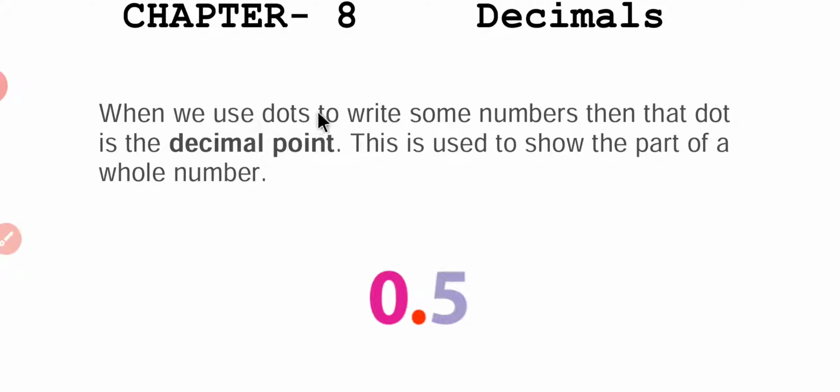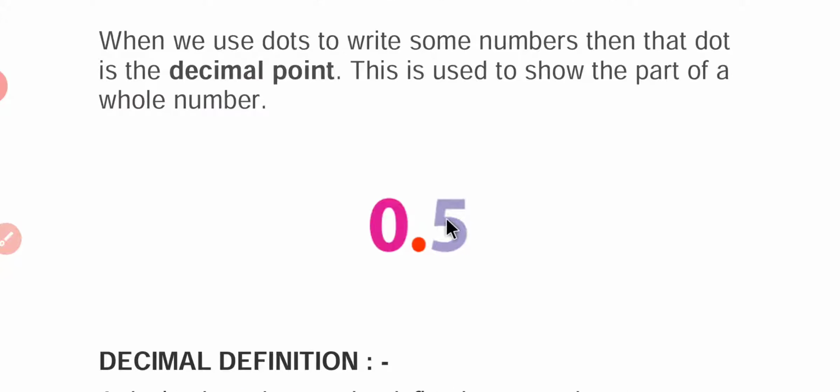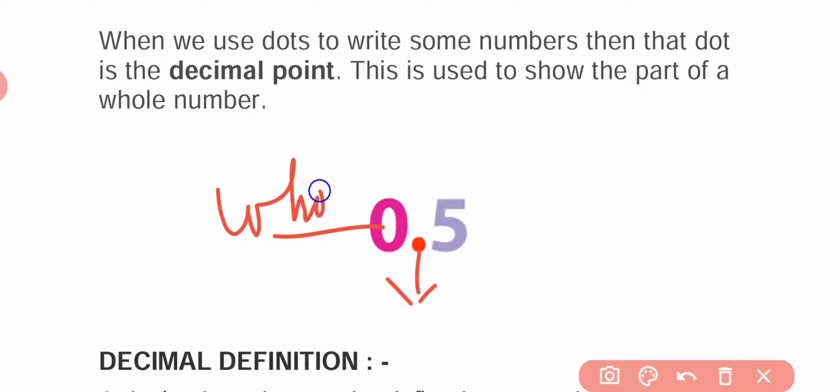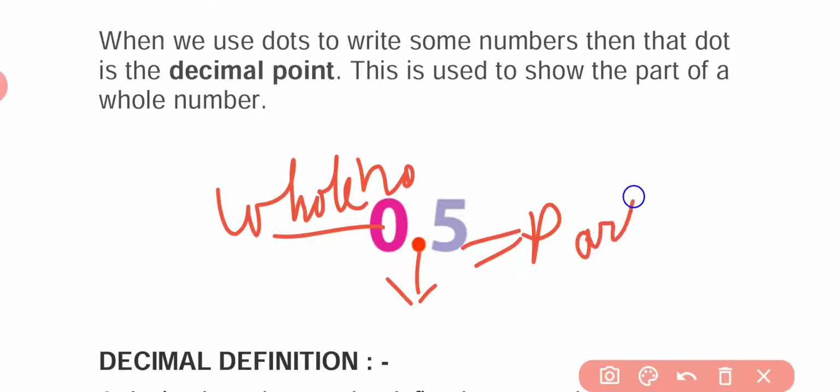When we use dots to write some numbers, then that dot is called decimal point. This is used to show the part of a whole number. Let us see one example, 0.5. What is dot here? Dot means decimal point, and this is a whole number, and it is a part of a whole number which is represented by a fraction.